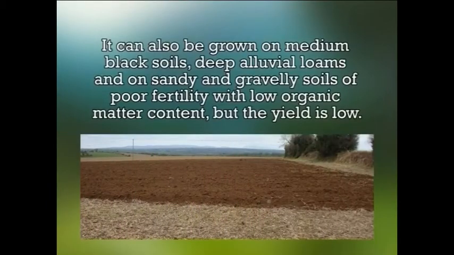Next we have soil requirement. Pearl millet can be grown on a wide variety of soils, but being sensitive to waterlogging, it does best on fertile, well-drained loamy soils. It is sensitive to acidic soils. It can also be grown on medium black soil, deep alluvial loam, and on sandy and gravelly soils of poor fertility with low organic matter content, but the yield is low.